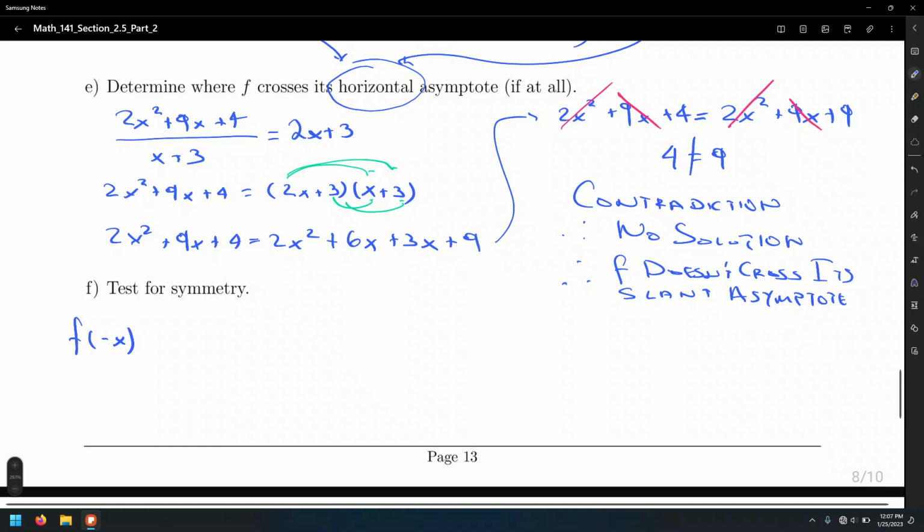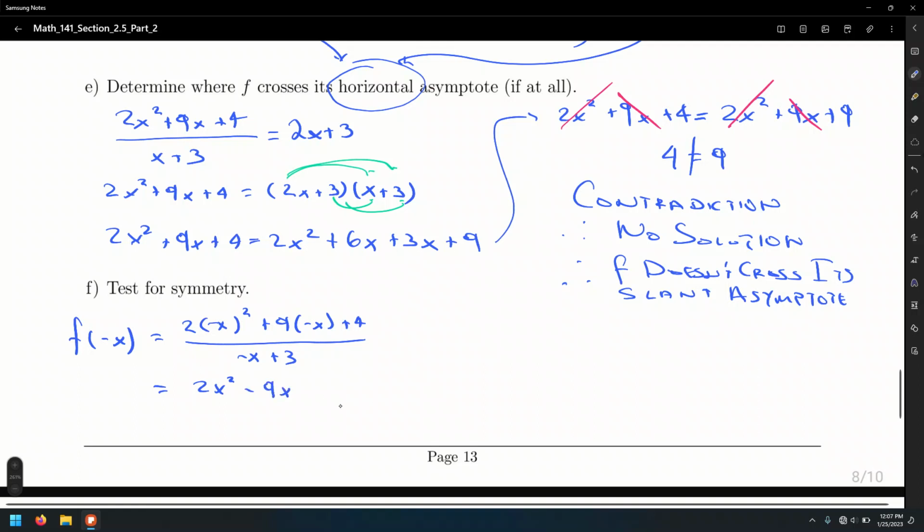And in the third scenario, you didn't get the original function nor its opposite, so in this case it's neither even nor odd, so there's no symmetry at all. Let's find out about this one. So 2 times negative x squared plus 9 times negative x plus 4, and then divide the whole thing by negative x plus 3. And let's simplify a bit. So that's 2x squared, because in this case a negative quantity squared goes back to positive, but it's not the case on the second term.